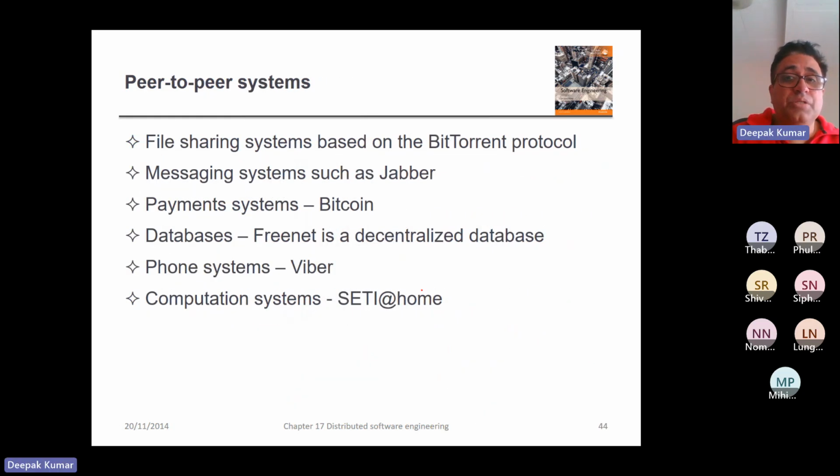So examples: I mentioned the BitTorrent networks, the BitTorrent protocol. Messaging services like Jabber are peer-to-peer systems. Payment systems like Bitcoin, which uses blockchain technology, are an example. Databases like Freenet, which is a decentralized database, are also an example of a peer-to-peer system. Some communication platforms like Viber also use peer-to-peer networks.